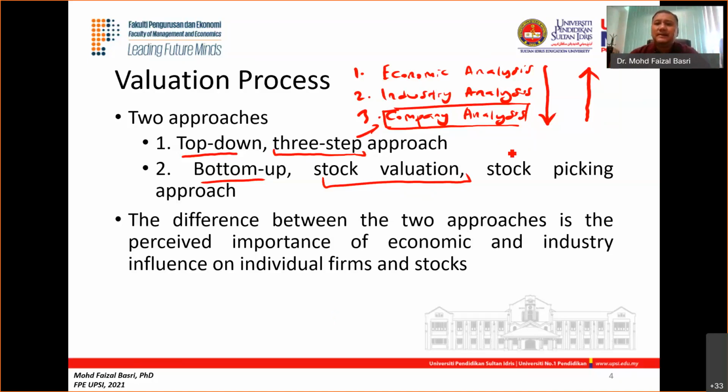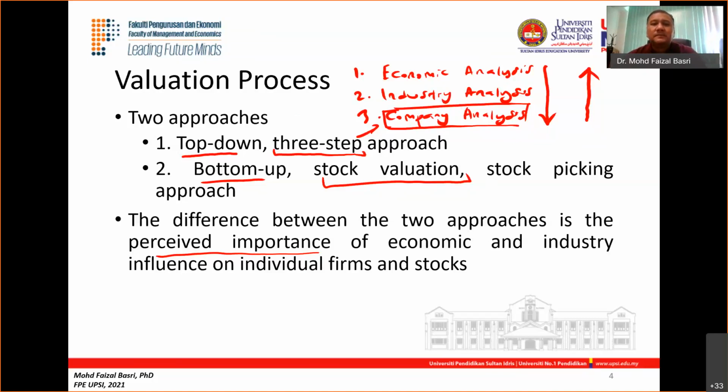Okay, and as I said, the similarity between the two is that both will do company analysis, but the difference will be the perceived importance of the economic and industry analysis. For top-down, they perceive economic and industry analysis as very important. That's why they don't skip this. They will do this analysis, but for bottom-up, they will totally ignore it. They don't perceive that economic and industry analysis is important for their analysis.